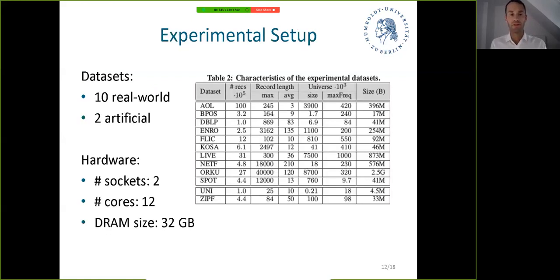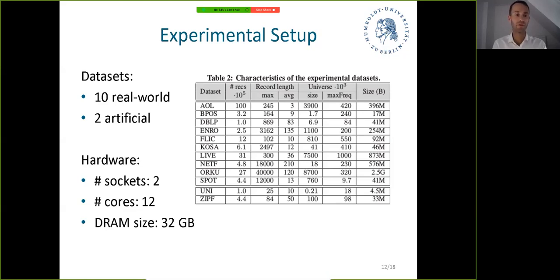This is the experimental setup. We use 10 real-world and 2 artificial data sets. The data sets are the same data sets which were already used in the 2 VLDB papers I cited before. You can see they have very different characteristics, so they vary in the number of records, in the record length, in the token universe, and in the size in bytes.